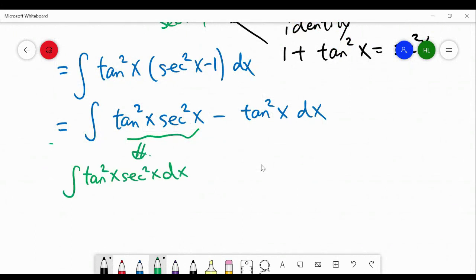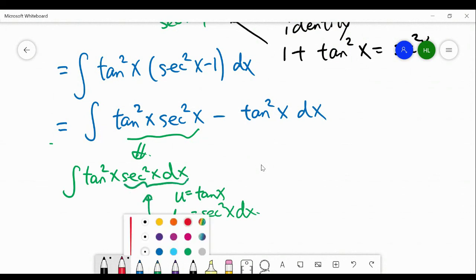So I think this is the standard case whenever the secant x has an even power, that we can use a u substitution. Let u be tangent x, then du would be secant square x dx, right? And the good thing now about this substitution is that this part is completely replaced by du, right? Because du is exactly the same as secant square x times dx. And the remaining should be clear.